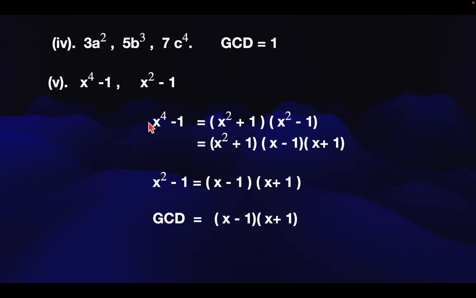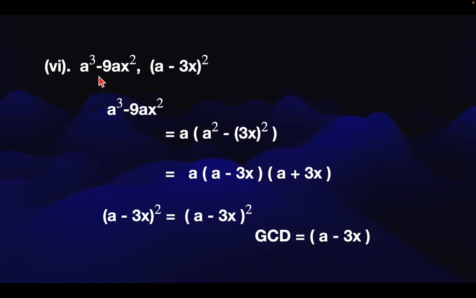Fifth sum. Let's factorize this. This will give us x square plus 1 into x square minus 1. Okay. This cannot be factorized further. We'll write it as it is. This can be factorized as these two factors. X square minus 1 is equal to x minus 1 into x plus 1. So these are the factors, 3 factors. Okay. So if you compare these two, what are the common factors? X minus 1 and x plus 1. That is the GCD.